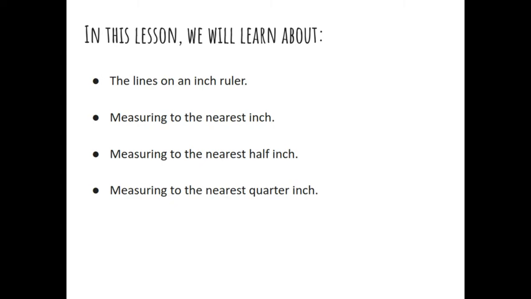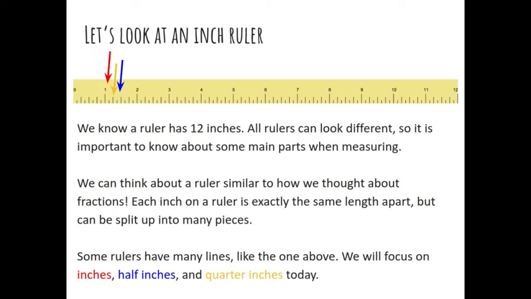This means we're going to have to look at the lines on an inch ruler. We know from last year in second grade that a ruler has 12 inches. All rulers can look different, so it's important to know some of the main parts of any ruler when measuring. There are a lot of lines on a ruler, and sometimes they can have inches and centimeters on the same one. Since we're only focusing on inches today, we're going to use this ruler on the screen with the lines that you see to measure.